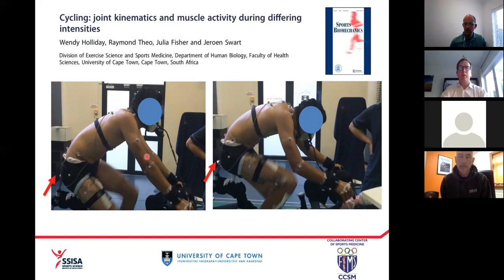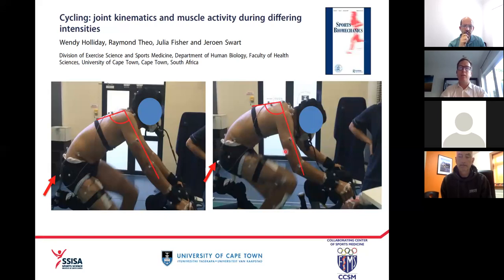And effectively from lower intensity, 60% of maximal heart rate through to 90%, we see this progressively flexed posture of the lumbar spine and flexion of the elbow, while the shoulder joint actually remains in the same angle and the hip joint remains in the same angle. And so we hypothesize that this is to stabilize the torso so that you can transfer power to the pedal through the increased forces that are being applied across the hip and across the knee.